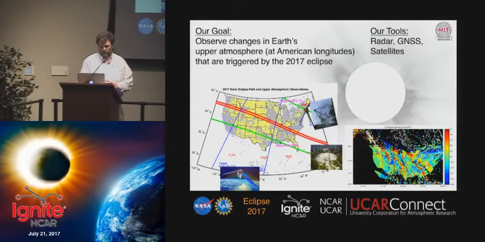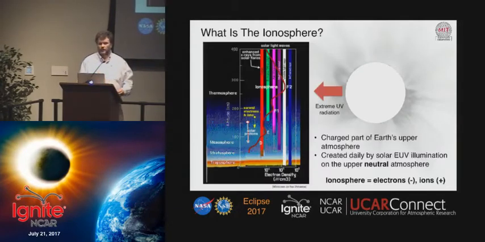You've heard about the ionosphere in the American longitude sector, and I'll tell you why, not just over North America, that are triggered by the eclipse using radars, even satellites that are passing by, and GPS. We've mentioned what the ionosphere is. This is really the charged part of Earth's upper atmosphere. Every day it's created in the sunlit part of the planet by extreme ultraviolet photons coming from the sun. From the neutral atmosphere, we make electrons and ions.